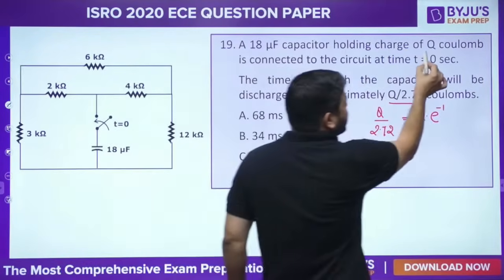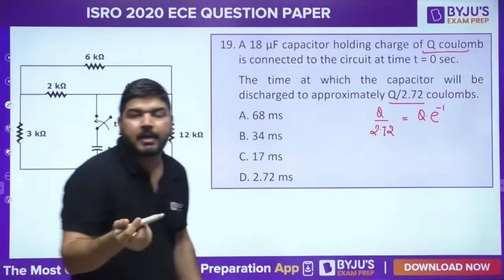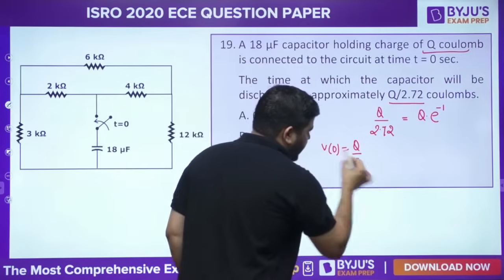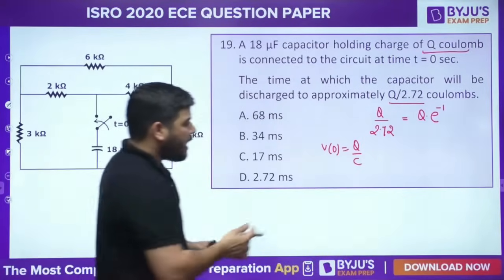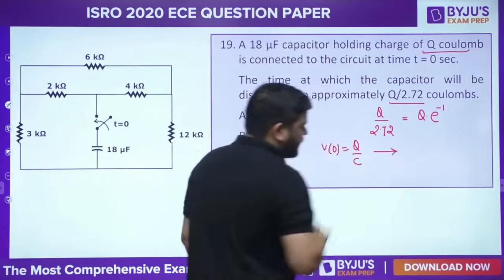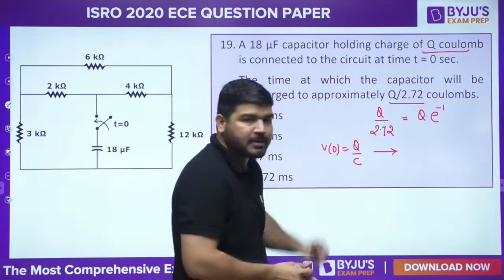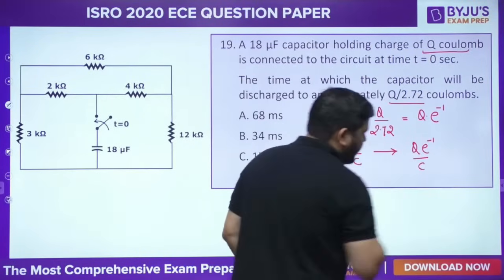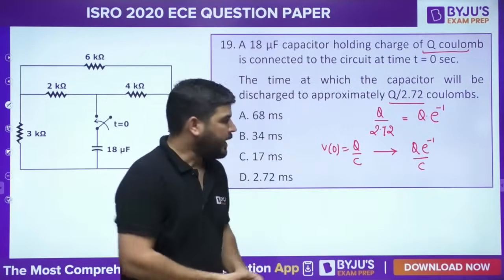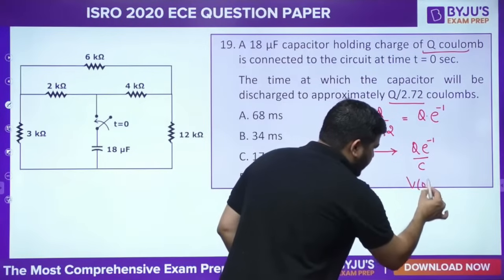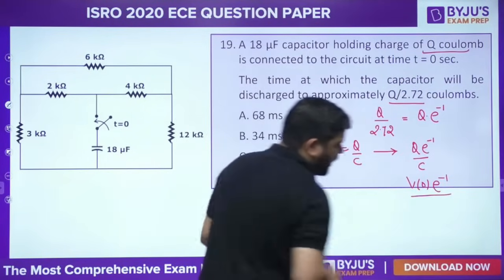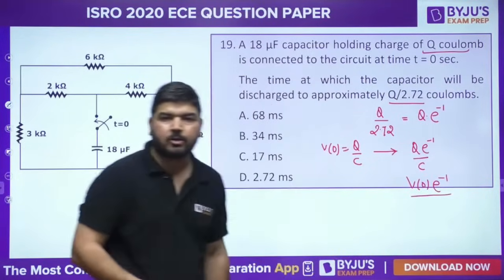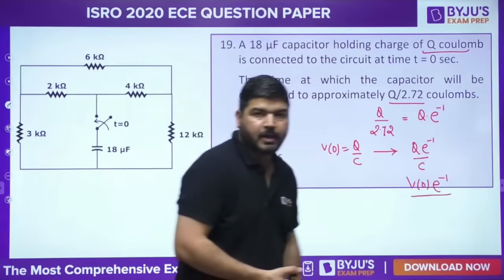We know that because of the initial charge, you will get the initial voltage. V0 is equal to Q by C. This is the initial voltage we have for the capacitor. And the voltage has decreased, because this charge has decreased. So this voltage has decreased to Q into e to the power minus 1 by C, because this is the new charge. So it will become V0 into e to the power minus 1. Initially it was V0, now it is decreased to V0 into e to the power minus 1. How much time will it take to decrease?